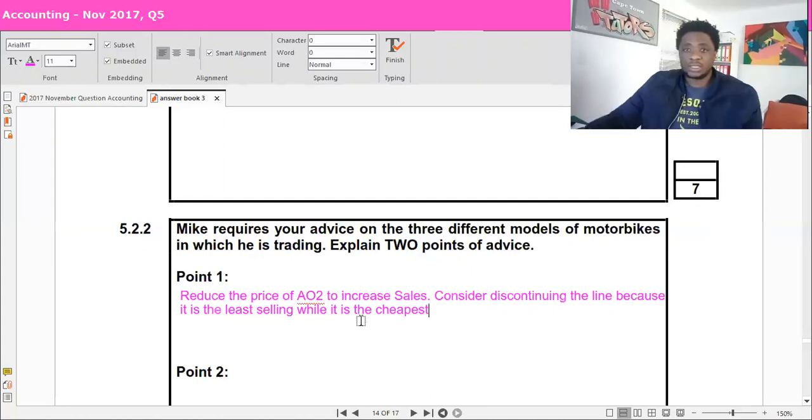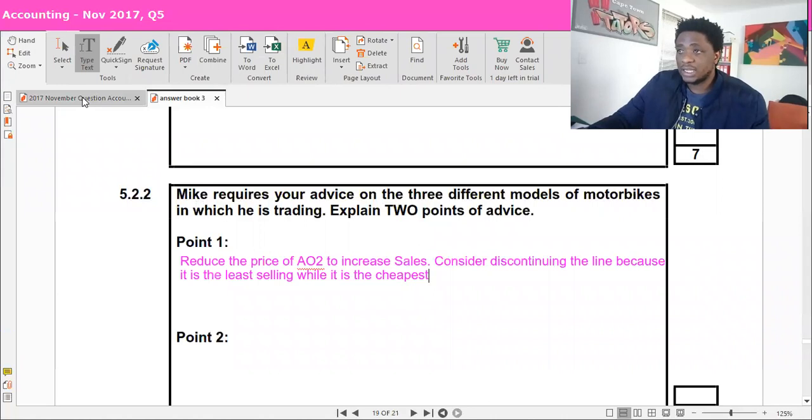So if you are selling products and you have a product that is the cheapest in your store, but it is the least selling, you might want to consider discontinuing that line. But also, before you can discontinue it, you obviously want to sell the units that you have remaining, so you can reduce the price in order to increase those sales.